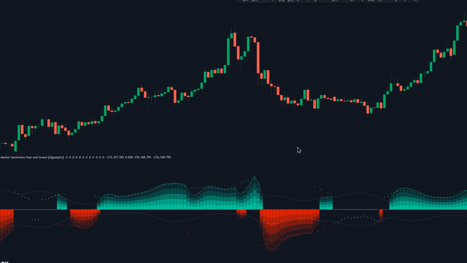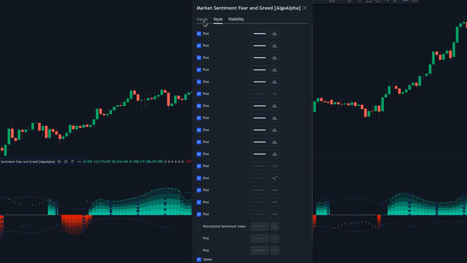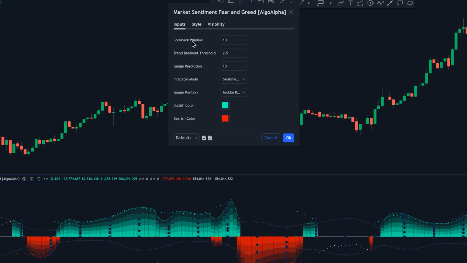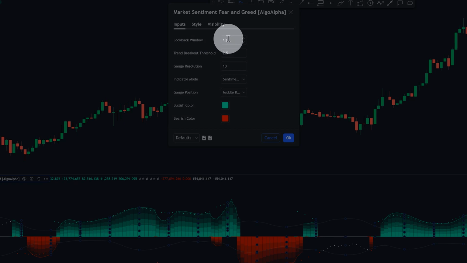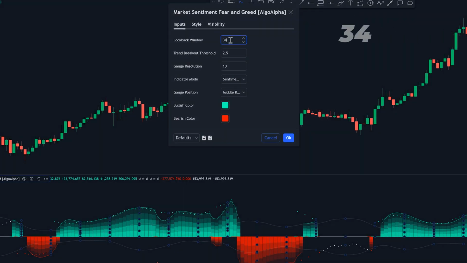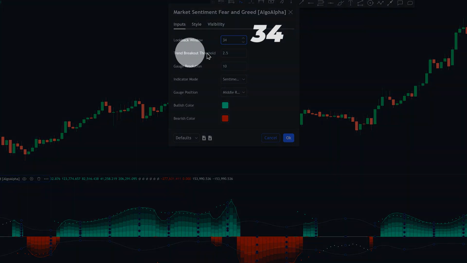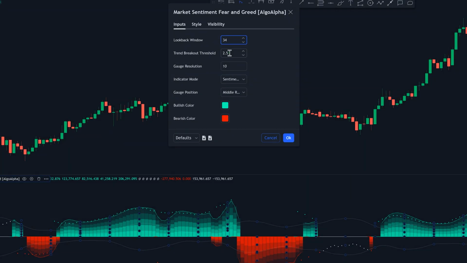Now, let's take a look at the settings of this indicator and see how customizable it can be. The look-back window is the main length of this indicator and is used to calculate the sentiment metrics. If you want to visualize sentiment over longer periods, you can increase this number. For my settings, I'm going to use a look-back window of 34. The trend breakout threshold is a standard deviation multiplier that helps identify trend impulses. A smaller value gives faster signals but with more noise. To maintain a balance of both, I'm going to stick with the default setting.